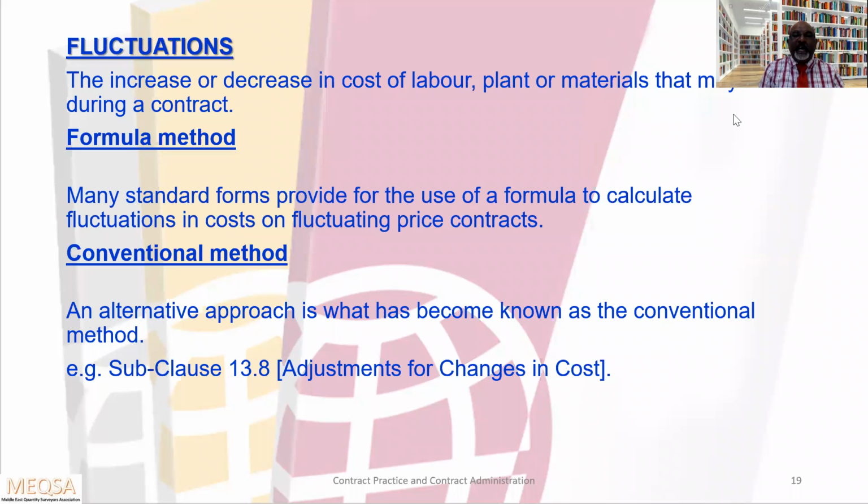I have given what the formula method is. Many standard forms provide for the use of a formula to calculate fluctuation in cost on fluctuating price contracts. The conventional method, an alternative approach, is what has become known as the conventional method. Sub-clause 13.8, adjustment for changes in cost. They have given the formula in the FIDIC 99 Red Book, so based on that we have to calculate the fluctuations. Some standard contracts give the norms for how to calculate the fluctuation, so based on that formula or those norms, you have to do it.